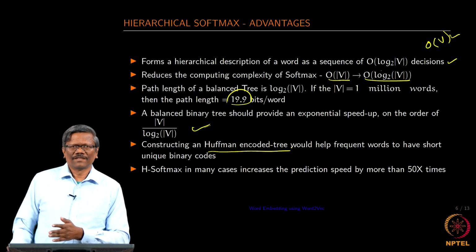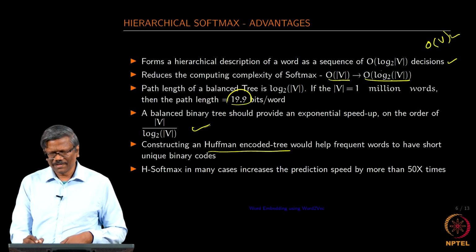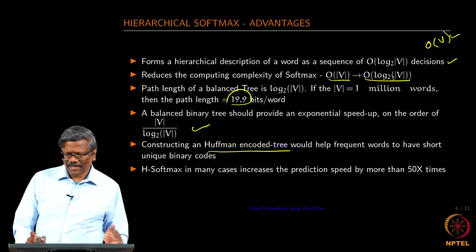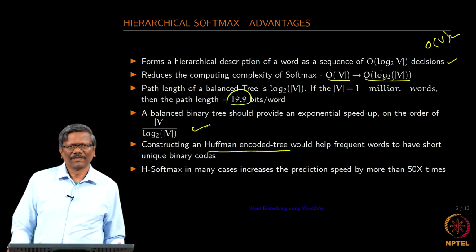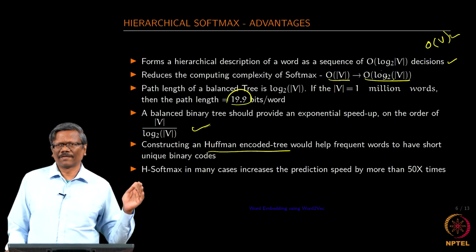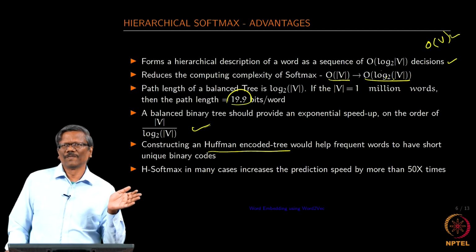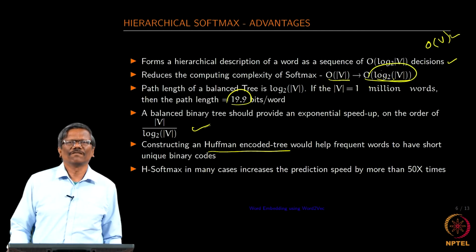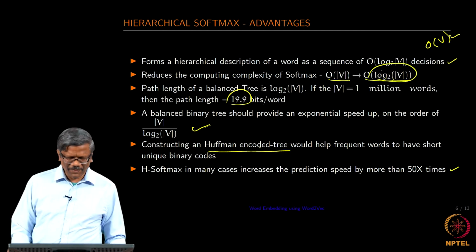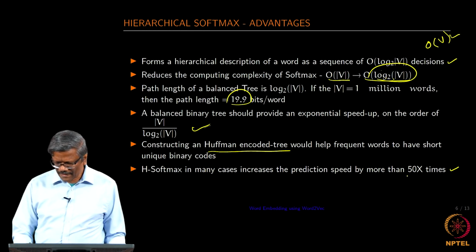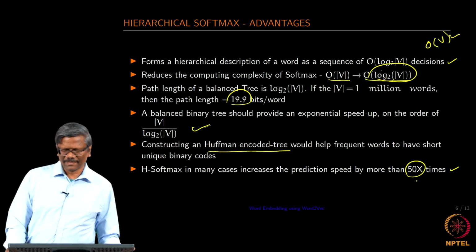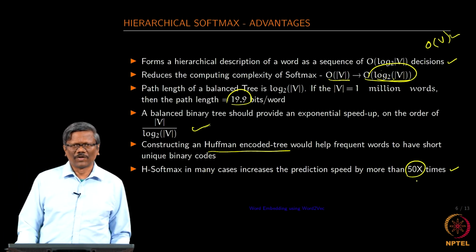On an average it will be equal to this, but when you arrange them according to the Huffman encoded tree, it will be a lot less than this as well, okay, because frequently occurring words will be kept at a place which is very close to the root, and then the rest of the words would be placed according to this value. Okay. By using the Huffman encoding, we still get a lot more speed. That is, in some cases it is shown to be about 50x faster.